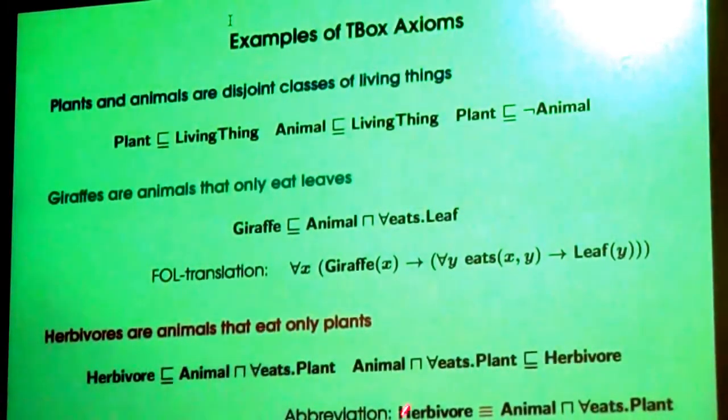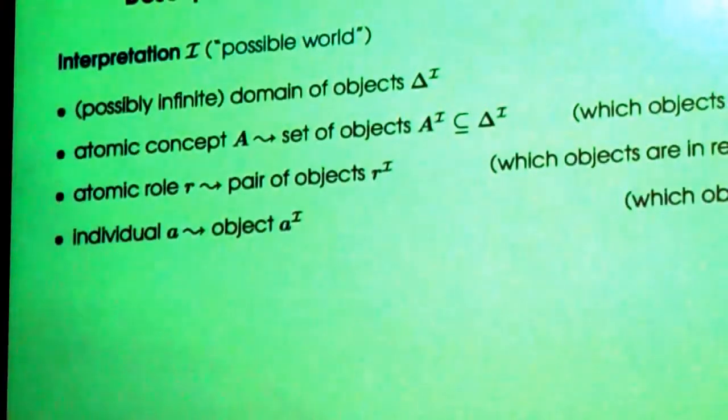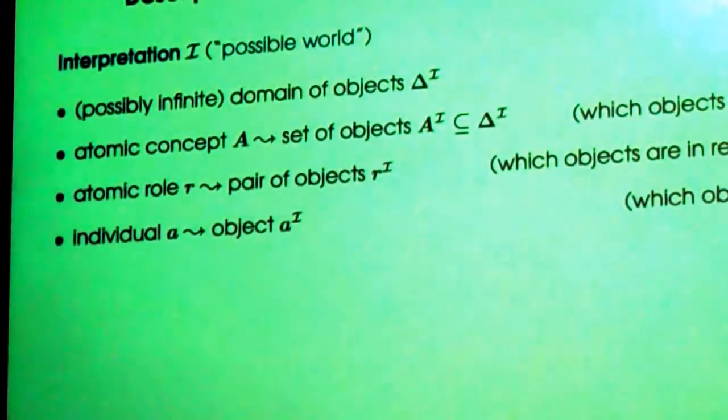So we can abbreviate that in this way with this equivalent symbol. And here I'm really giving a definition, which means that if I find an animal and I know that this animal only eats plants, then even if it's not stated explicitly, I can derive that it's a herbivore. So now let me move on to the semantics, which we already kind of looked at before, but now I'll give a bit more precise definition.